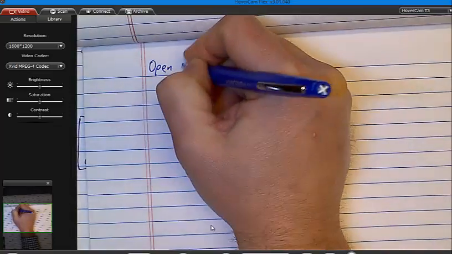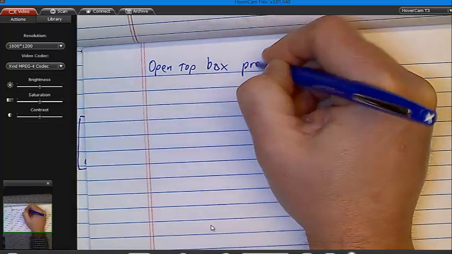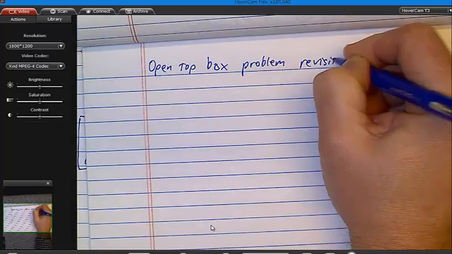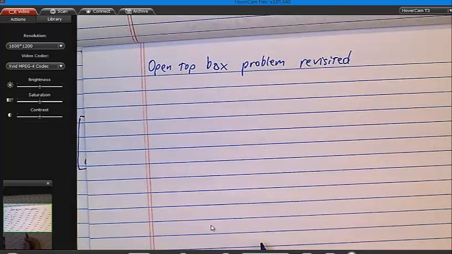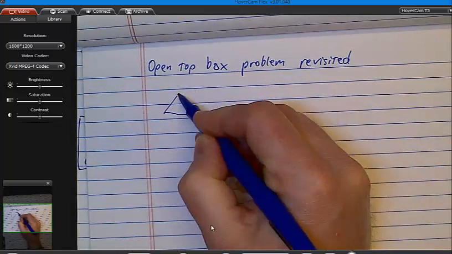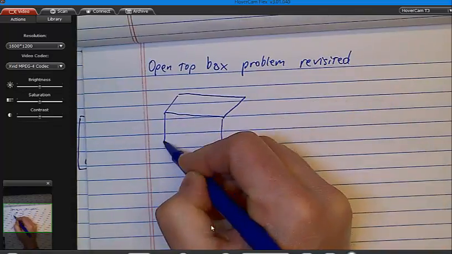No. Here we go. The open top box problem revisited. So what did we have? How did this one work? Weren't we trying to minimize when we did this? You said maximize? Oh, no, we were trying to minimize the surface area. Oh, okay. Minimize the surface area.